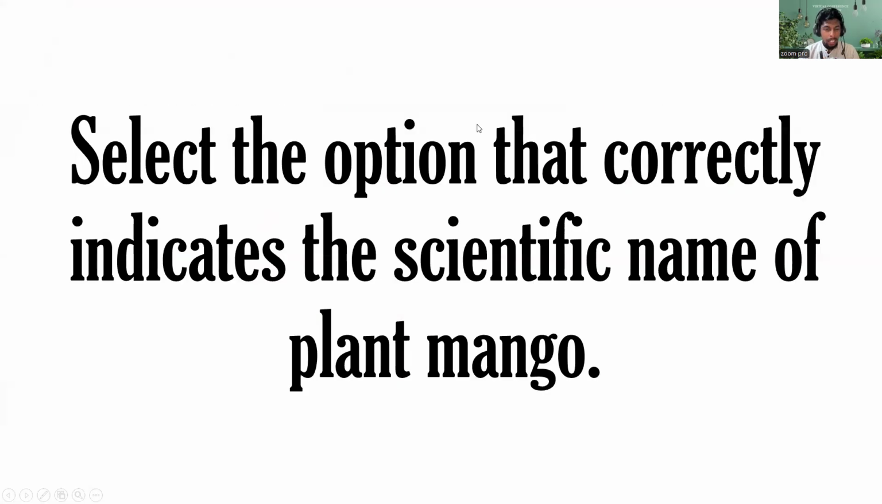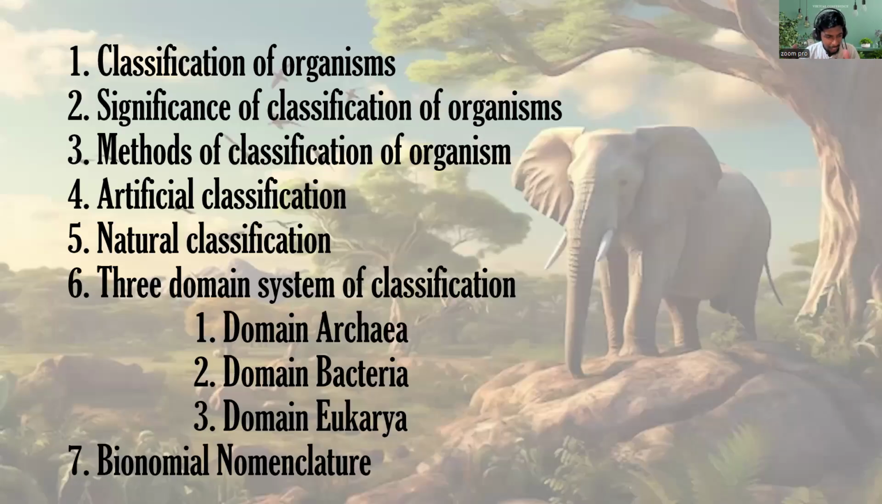Question number 5. They are asking the scientific name of the mango plant. Okay, so this is regarding grade 10, unit number 13. The world of life, yes, the diversity and all that part. So these are the contents in grade 10, unit number 13. The classification, significance, methods of classification, natural, artificial, and the domain Archaea, domain Bacteria, domain Eukarya. Domain Eukarya can be divided into 4 types. Kingdom Animalia, Kingdom Plantae, Kingdom Fungi, and Kingdom Plantae can be divided into monocotyledon and dicotyledon.